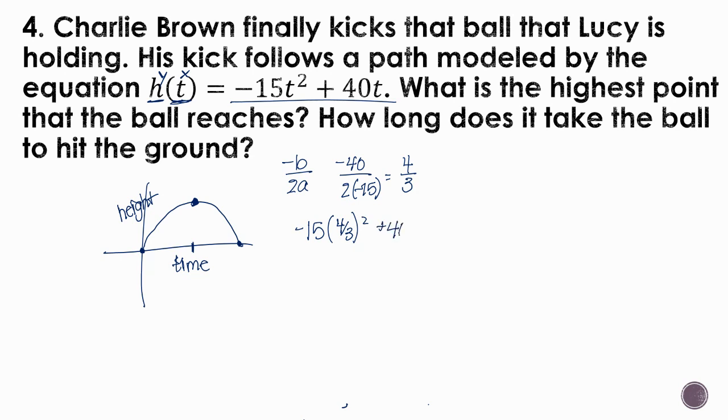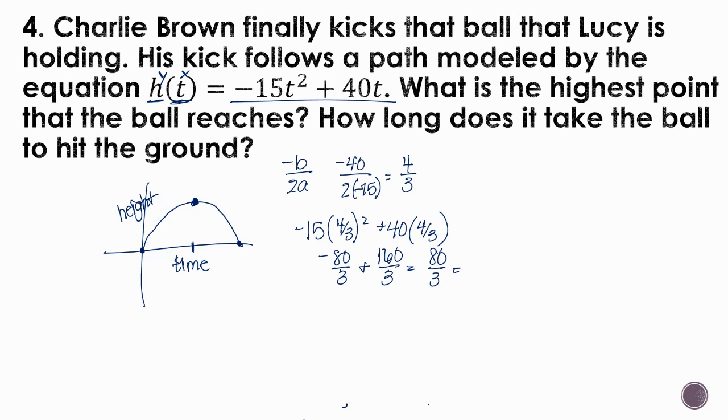So I'm going to substitute that in. And then I'm just going to simplify. 4/3 squared is 16 over 9. 16 over 9 times negative 15 is negative 80 over 3. And then 40 times 4/3 is 160 over 3. Add those together and I get 80 over 3.